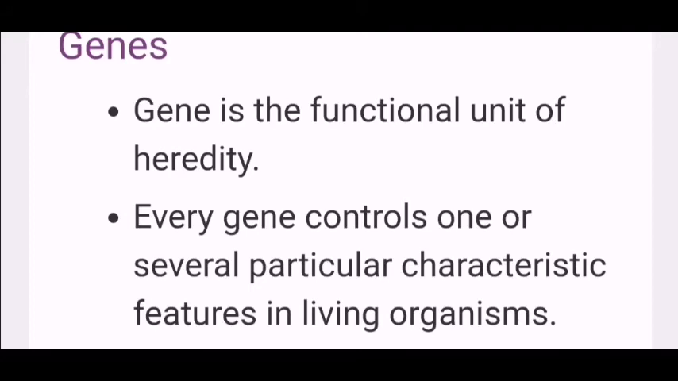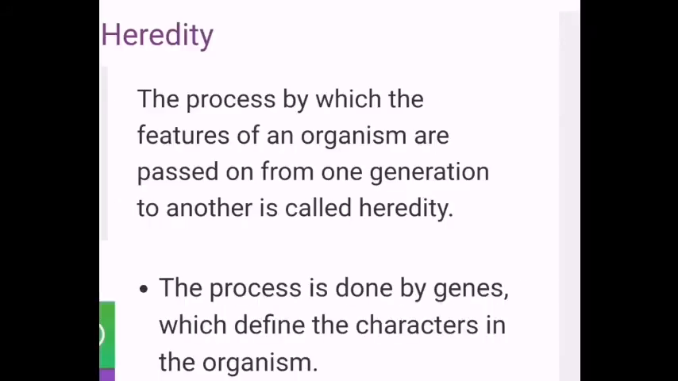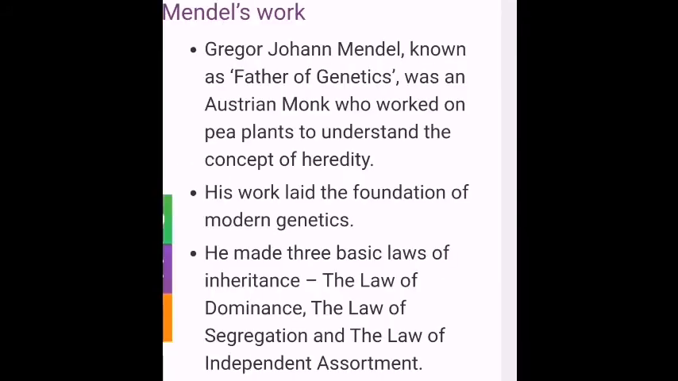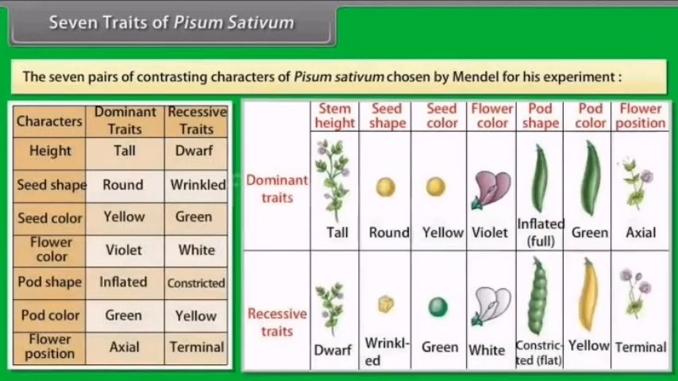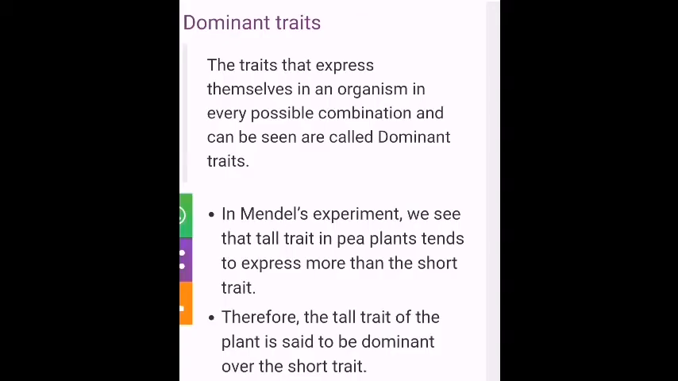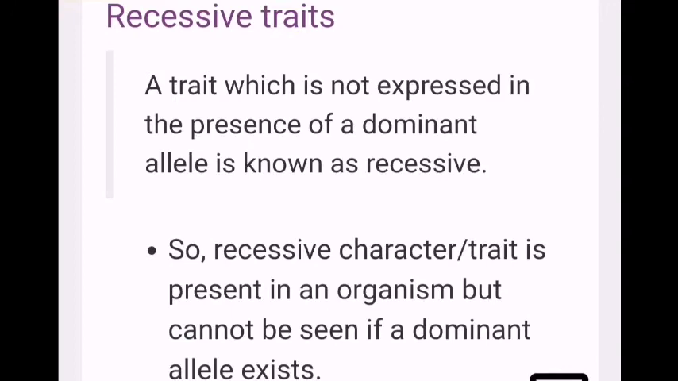Next, the chapter Heredity. In heredity and evolution, you need to study only the topic heredity. So, what is heredity? What are genes? Mendel's experiments. The 7 contrasting characteristics Mendel selected for doing the experiments in Pisum sativum. Dominant traits, recessive traits.